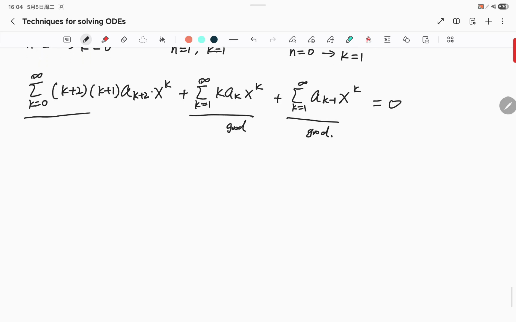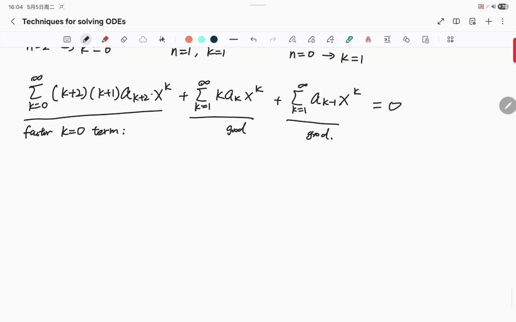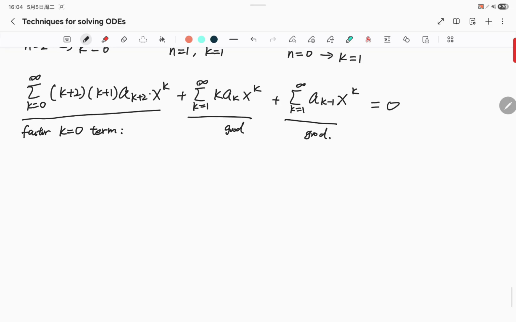So we're gonna factor out the k is equal to 0 term, meaning we're gonna sub k equals 0 in this whole expression. So 0 plus 2 is 2, 0 plus 1 is 1, 2 times 1, 2, times a, k plus 2, which is a2, times x to the 0, which is 1. So we have this. This is for k equals 0, right?